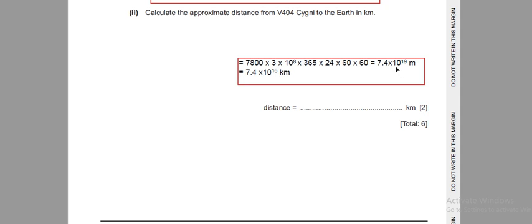And when you come to the final answer here, you should notice that the answer should be given in kilometers, so convert it to kilometers.